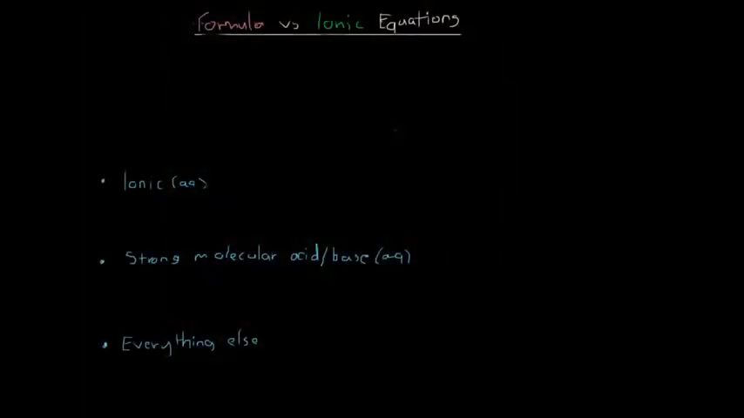Alright, so what we're going to talk about now is the difference between formula and ionic equations. As you may or may not know, formula equations are equations that include full chemical formulae for all substances involved. So these are pretty standard. These are the sort of equations for chemical reactions that we're going to deal with the most. So they have full chemical formulae.